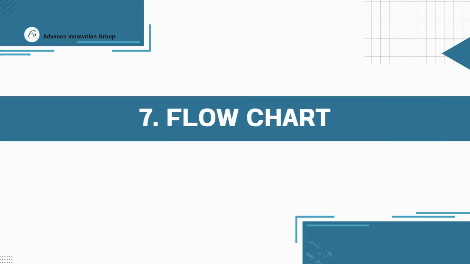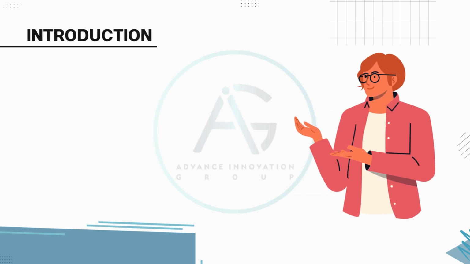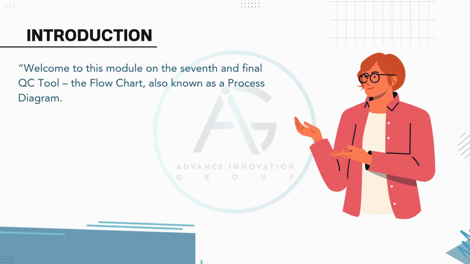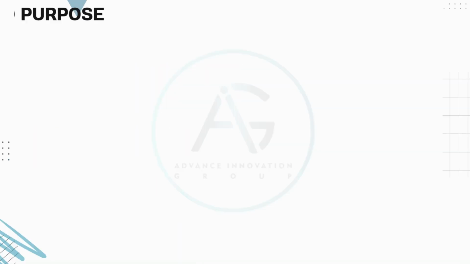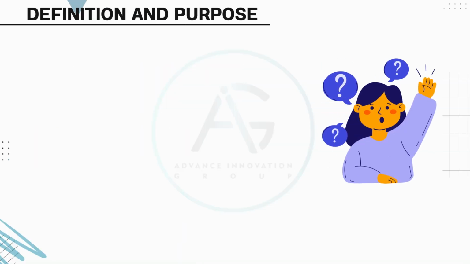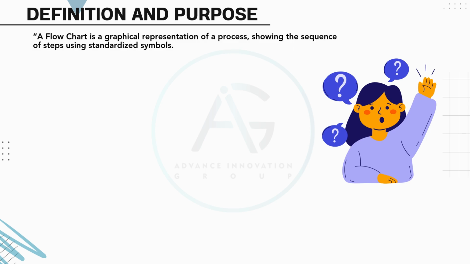7. Flowchart. Introduction. Welcome to this module on the 7th and final QC tool, the flowchart, also known as a process diagram. A flowchart is a powerful tool used to visualize the steps in a process and understand how work flows. Definition and purpose. A flowchart is a graphical representation of a process, showing the sequence of steps using standardized symbols.